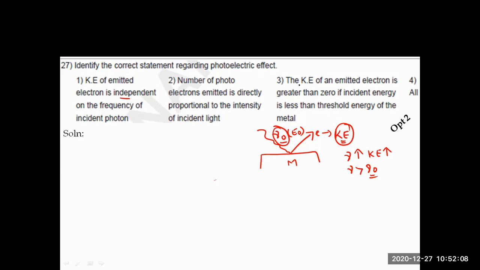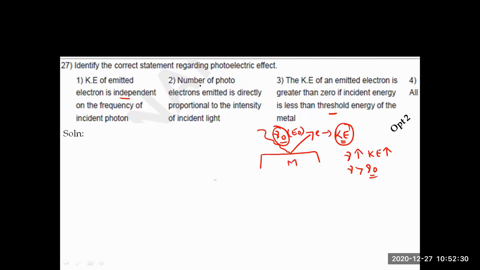Go to third. The third says the kinetic energy of an emitted electron is greater than zero if incident energy is less than threshold energy. First of all, the electron will not be removed or emitted. So the third is not correct. When energy of the incident radiation is less than threshold energy, electron is not emitted at all.